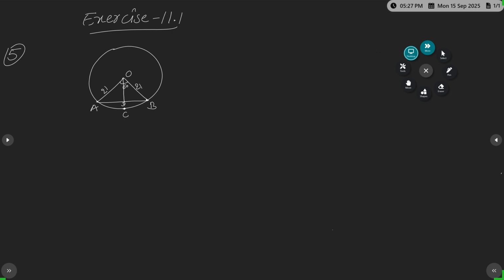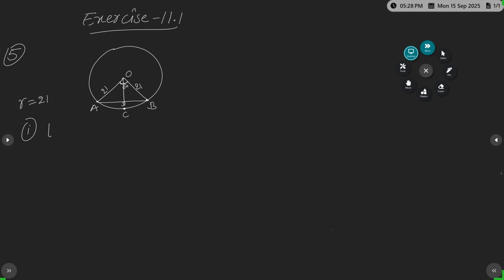Okay, look at this figure. OAB is a triangle and OACB is a sector. In this problem, the radius of the circle is given as 21 centimeters. That means OA equals OB. First one, we find out first one. Here the angle given is 60 degrees.